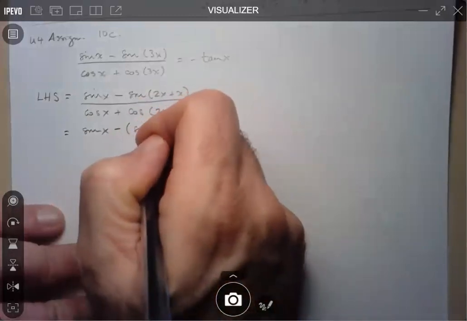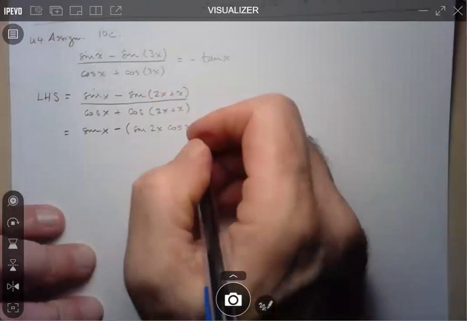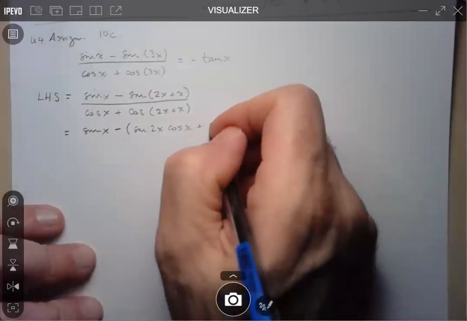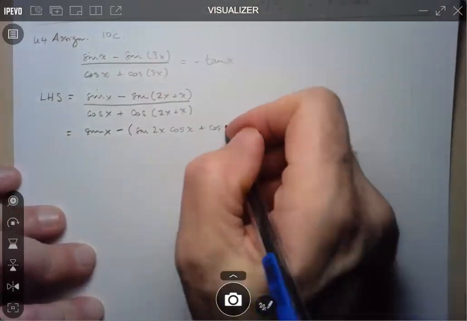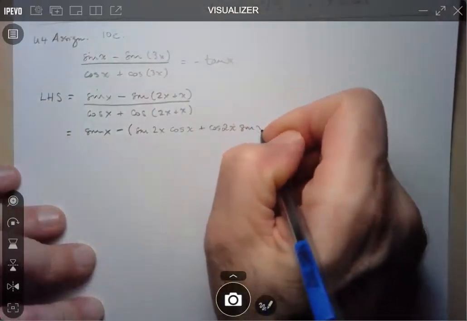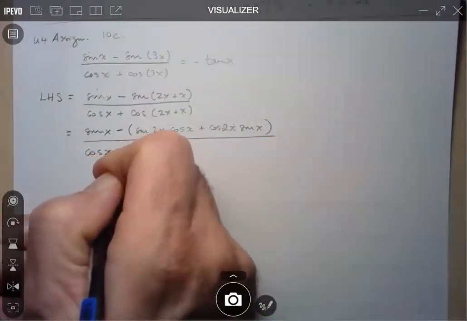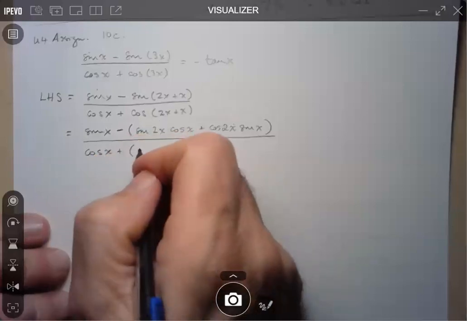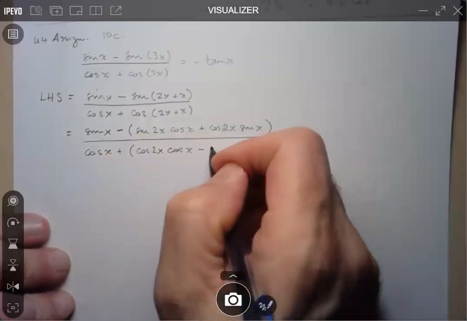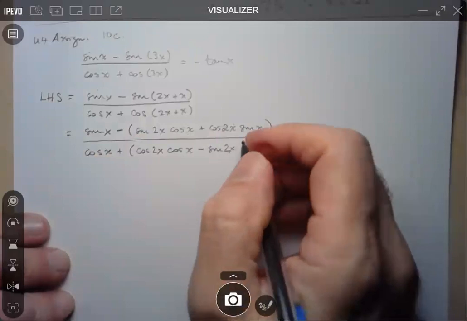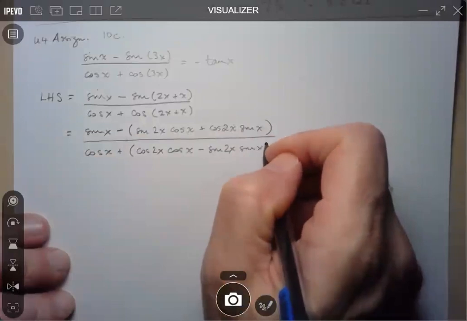So here, what is this? It's sine of the first times cos of the second, plus cos of the first, which is 2x, times sine of the second, which is x. And I'm going to do the same thing in the denominator here, cos x plus, okay, so this is cos of the first, cos of the second, minus sine of the first, sine of the second.